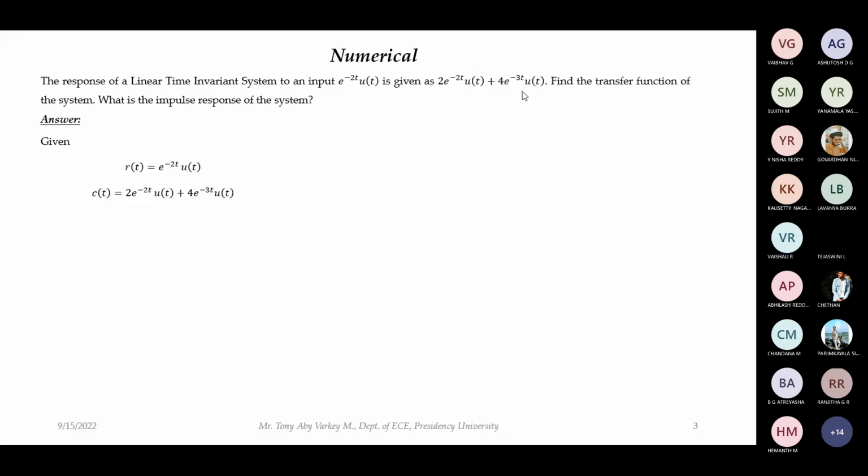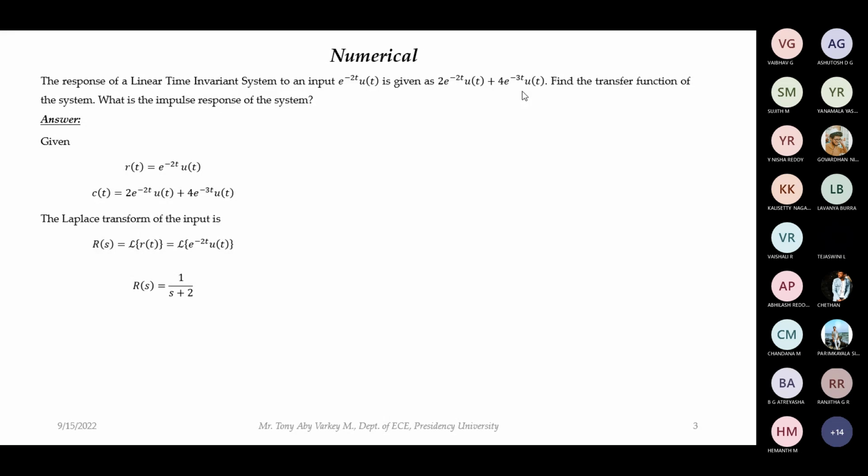So can we directly divide these two? We should find Laplace transforms. Correct. So first we should find the Laplace transform of both the input and the output. So what is the Laplace transform of the input? 1 by s plus 2. Correct. So the Laplace transform of r of t is the Laplace transform of e to the power minus 2t u of t. In the last class, I told you one general formula: the Laplace transform of e to the power minus alpha t u of t is equal to 1 by s plus alpha. So here r of s will be 1 by s plus 2.